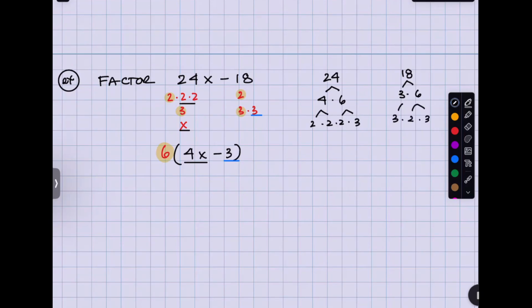Notice that with 18, I started with 2 different numbers, right? Before I used 2 and 9, and now I'm using 3 and 6. It doesn't matter what number you choose. When you get to the primes, it's all going to be the same. Jaden, you had a question? No, that's going to be it. Thank you. All right. Any other questions?